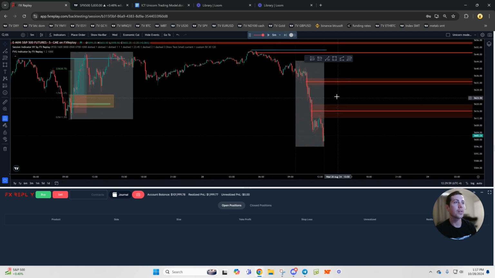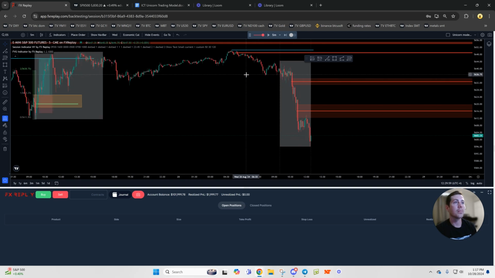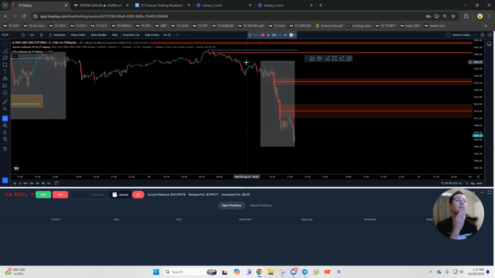Yeah, so this specific day, not really anything that we can do in terms of the unicorn model. I think you could potentially argue there was a tiny manipulation leg up here, but we don't really have any bearish fair value gaps that could have overlapped any breakers, so even using this model, there wouldn't have been a short or a long on this day.